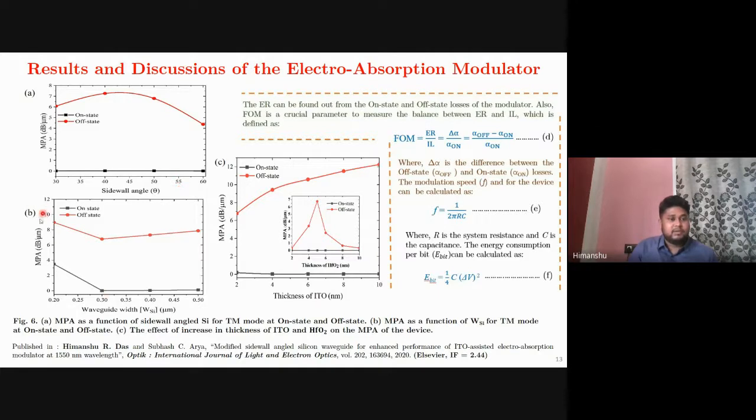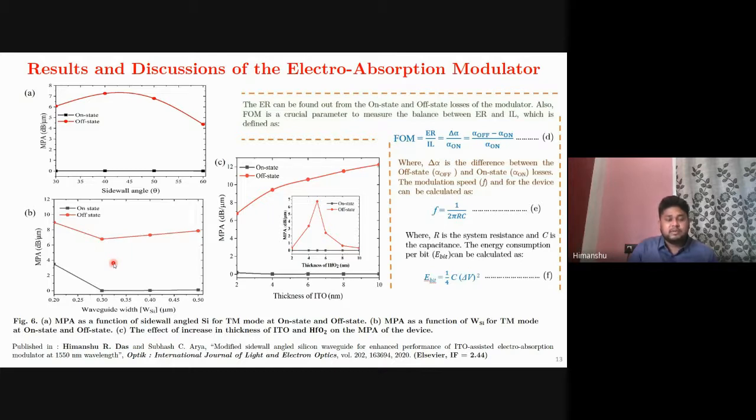Now coming to figure B, here we can see that with increase in waveguide width, there is a change in the MPA or loss. So from 0.20 to 0.30, the loss is high in both on state and off state. However, in on state, the loss is less from 0.30. So therefore, we have to choose a value from this region to this region. But in the off state, the loss is increasing from 0.30 micrometer. So for our device, we have chosen the waveguide width of 0.32 micrometer.